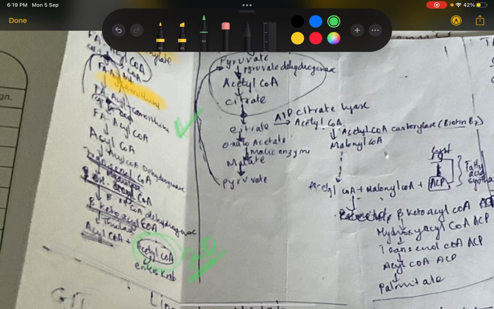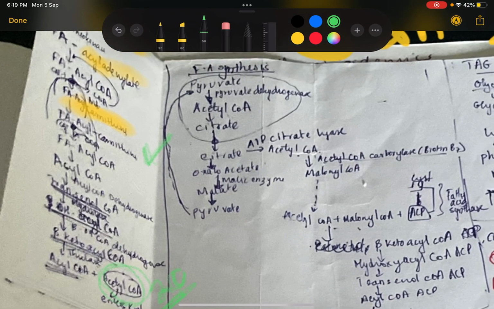So the basic step is that you have a fatty acid, you make it an acyl CoA, you send it inside the mitochondria with the carnitine transporter. Once you've got it inside the mitochondria, you first dehydrogenate it, so you make it a trans-enoyl CoA, then you hydroxylate it to make it a beta hydroxyacyl CoA, and then you again dehydrogenate it to make it a beta ketoacyl CoA, and again you will have acetyl CoA.